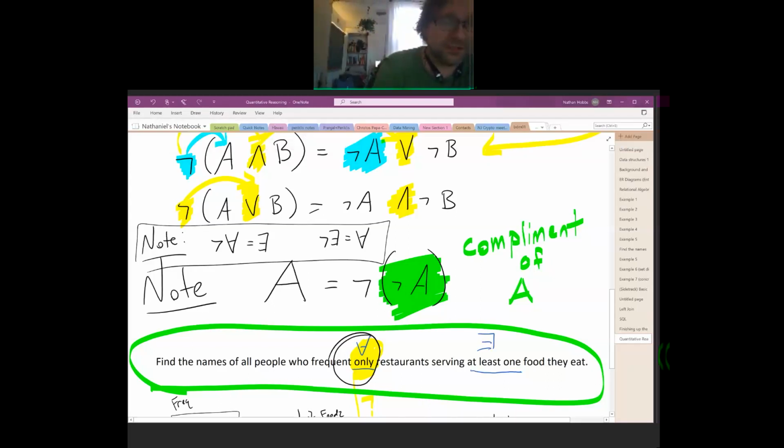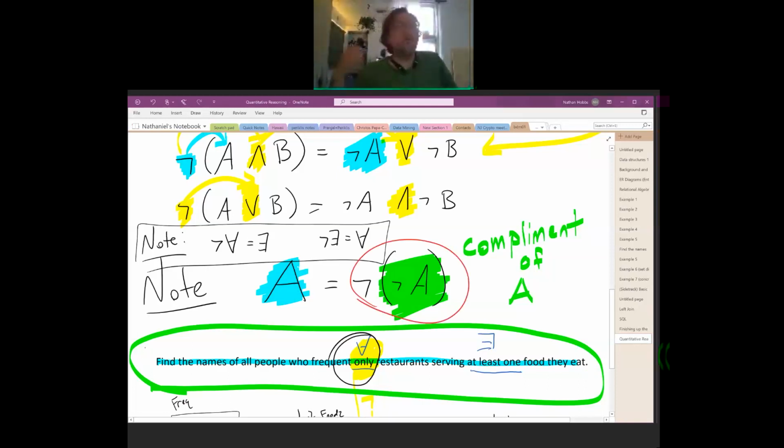We're going to take this expression and we're going to not the entire thing. We're going to negate the entire thing twice. Okay? So right now, this is A, and what we're going to do is take the not of this. So we're going to not this whole thing twice.